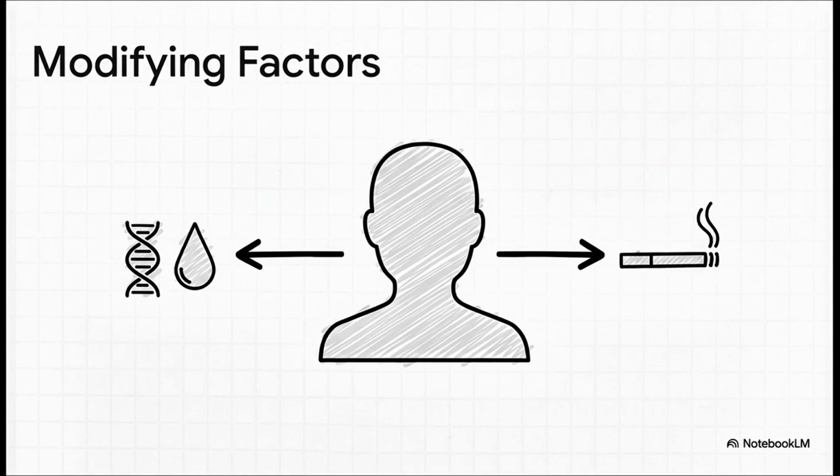And finally, we've got the modifying factors. Things like systemic conditions, diabetes is a big one, can totally change a patient's immune response. Then you have environmental factors like smoking, which has a proven dose-dependent negative effect on healing and long-term stability. These are the wild cards.